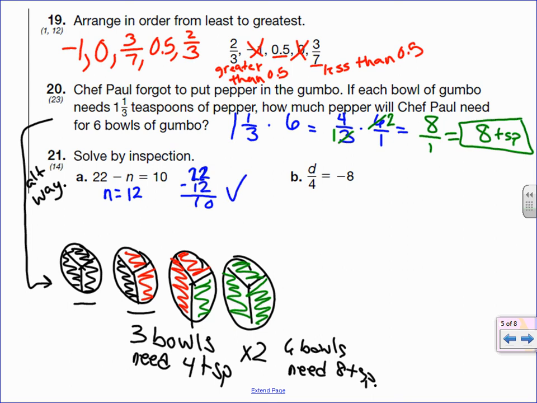And then d divided by 4, so a number divided by 4, that equals -8. Well, it has to be a negative number for d, because a negative divided by a positive will give me a negative. And then what number, when I divide it by 4, gives me 8? That's 32. So I'm going to guess that d is -32. So 32 divided by 4 is 8, and then -32 divided by 4 would be -8.